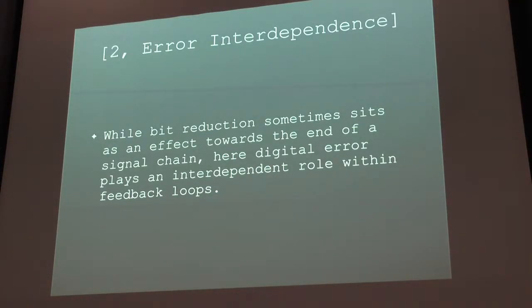So now the second rule or counter-dogma is: while bit reduction sometimes sits as an effect towards the end of a signal chain, here digital error plays an interdependent role within feedback loops. So I've never really been that much of a fan of bit crushing because I think that the results can be a little bit too blatant a lot of the time, a little bit obvious.